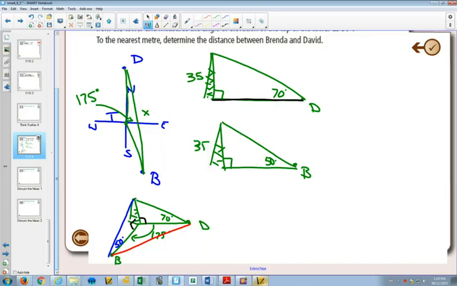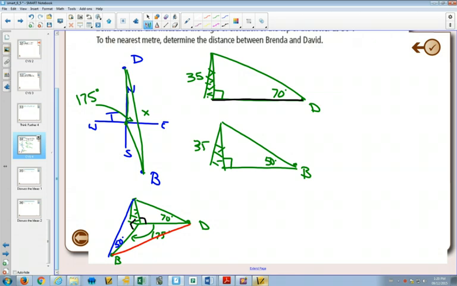Okay? Can you see that using sine, cos, and tan you could figure out that length? With the angle of 70 degrees, that's the adjacent side. And which side do we know? We know the opposite side. So we could use tan here to find that length.